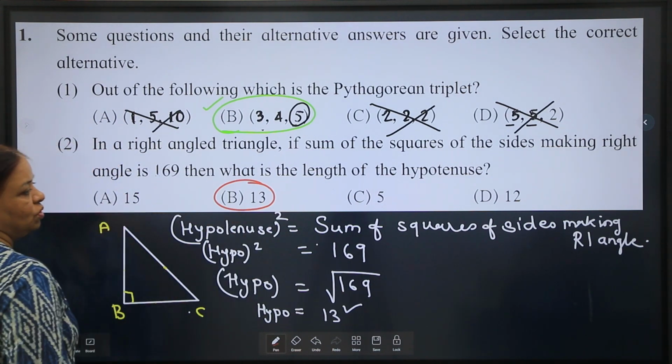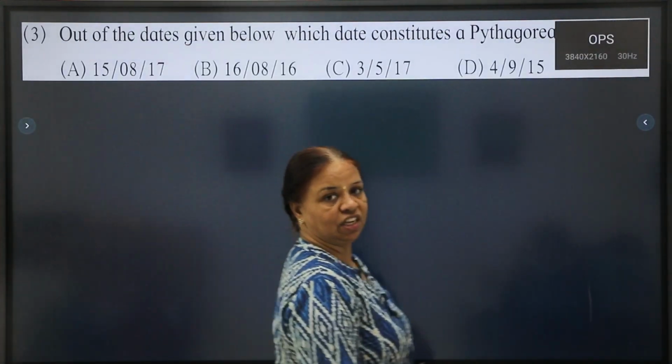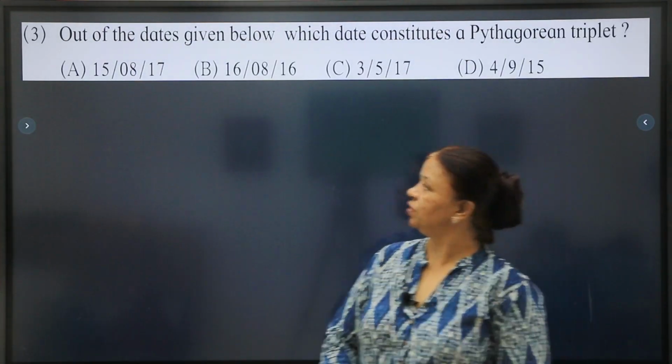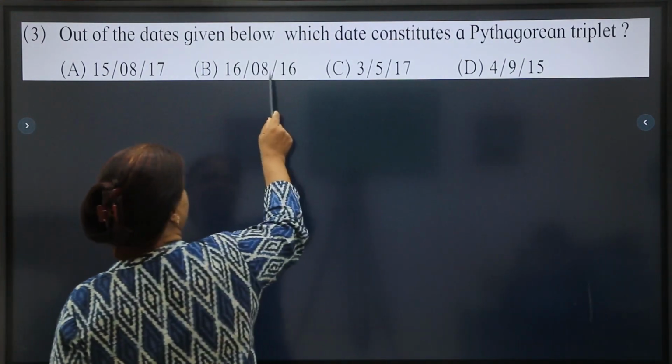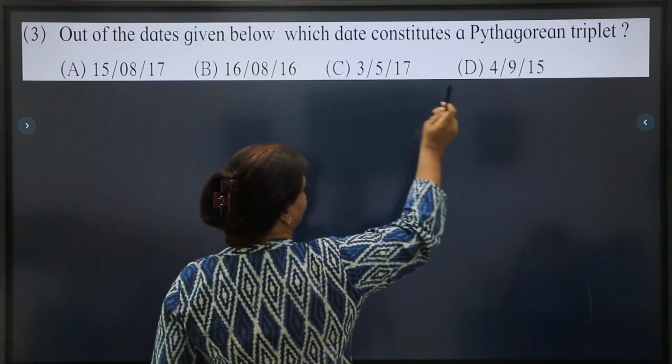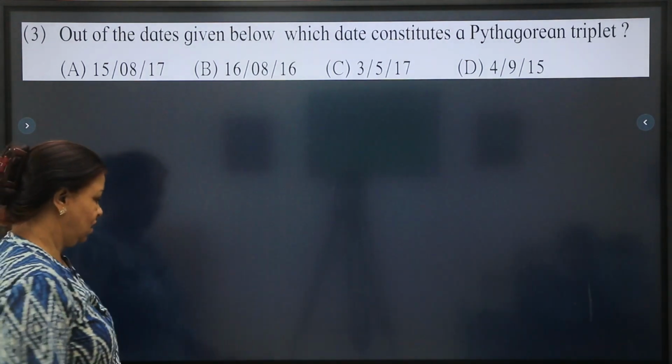for question number 2. Let's move to the third question, children. There are certain sets of numbers given, you can see on the board. One is 15, 8 and 17. Another one is 16, 8, 16. 3, 5, 17, 4, 9, 15. Which one is a Pythagorean triplet?